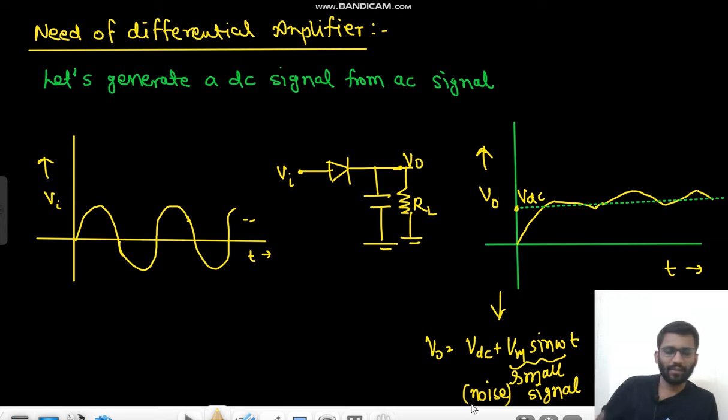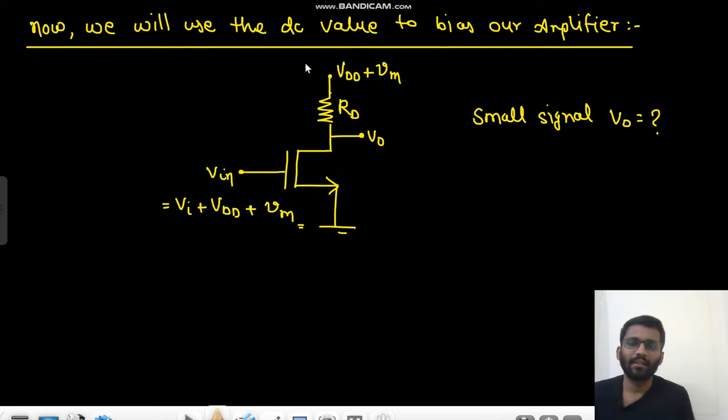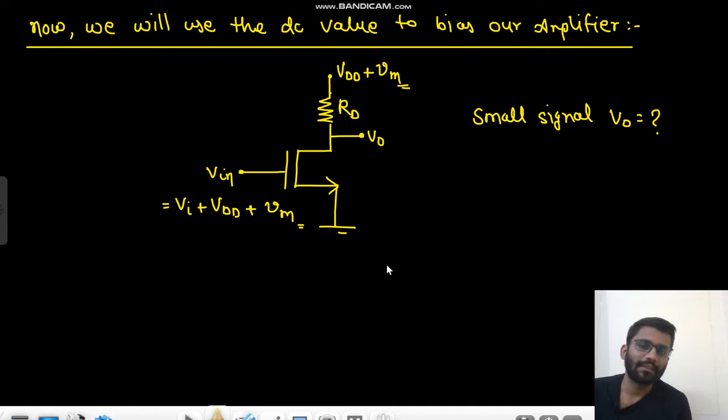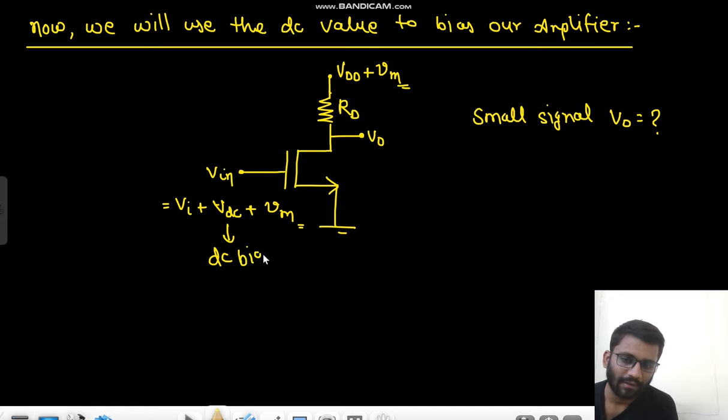Now it is fed to your amplifiers, because before using it as an amplifier, we have to bias it, right? So for biasing, we give this DC voltage. We will use this DC voltage to bias our amplifier. This is the supply, and this is the input voltage we are giving: Vin plus some VDC. It will surely be lesser than VDD. We will write VDC. This is the DC bias. This is the noise. This is the small signal input.